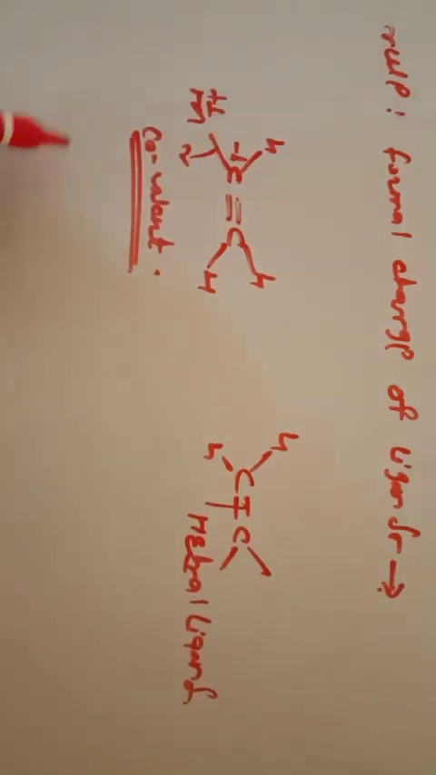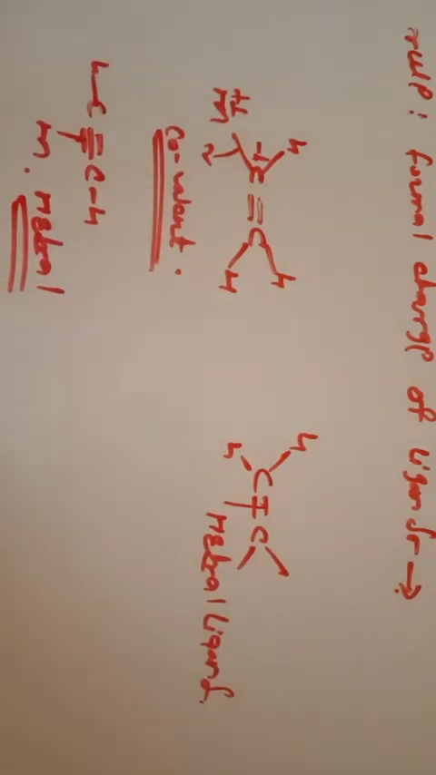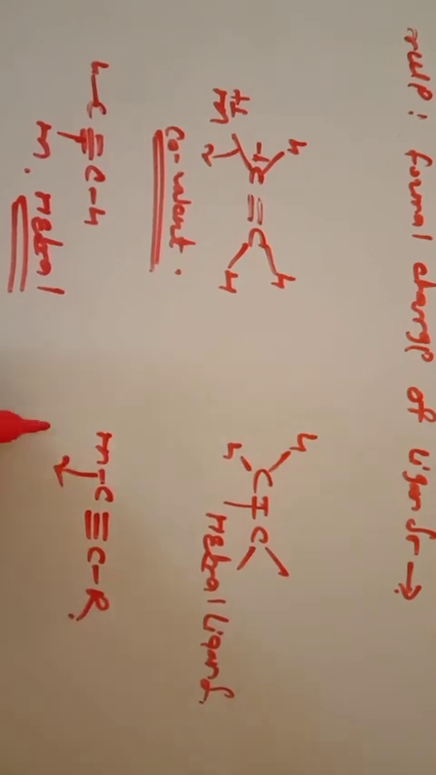Similarly, consider a triple bond with CH on one side and the metal atom on the other. It is neutral, because donation of electrons is by a pi bond. If you consider a carbon-carbon triple bond, the donation of electrons is from the pi bond, so it is a neutral ligand. But when the metal atom is attached directly to carbon, it is not neutral: the carbon has a -1 charge and the metal has a +1 charge. So this is all about the formal charge.